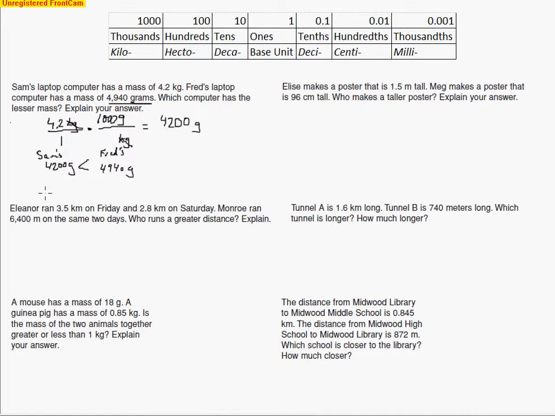And the way I had to do that is I had to compare masses. So I'll say to compare masses, the units must be equivalent. That means the same. So I need those units to be the same, and we can see how Fred's has more mass.